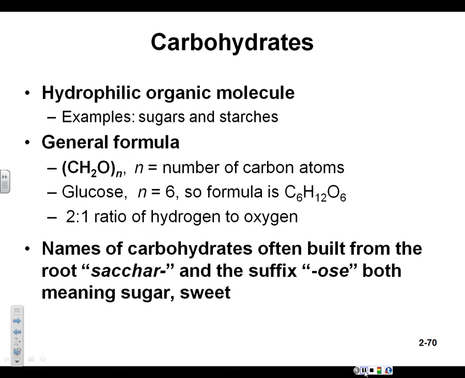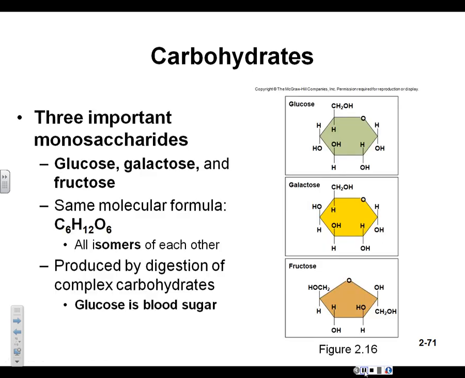Hydrophilic we say is what? Okay, hydrophobic is what? Alright, so "ose" or "saccharide", these are what we call a suffix or a root word that means sweet. Alright? And remember the backbone of carbohydrate is 1 to 2 to 1. 1 carbon to 2 hydrogens to 1 oxygen. Or C6H12O6 is in a 1 to 2 to 1 ratio.